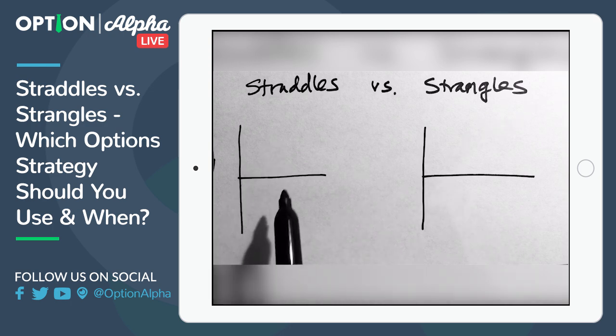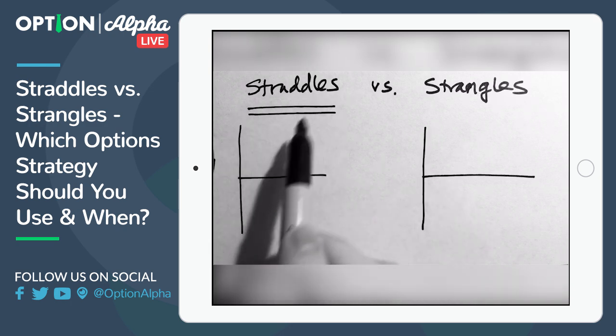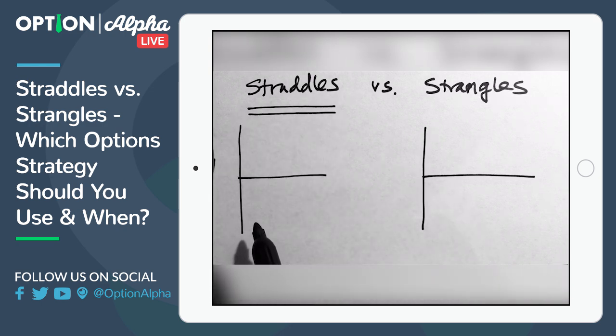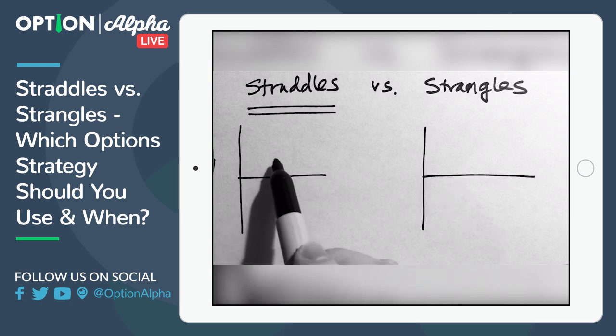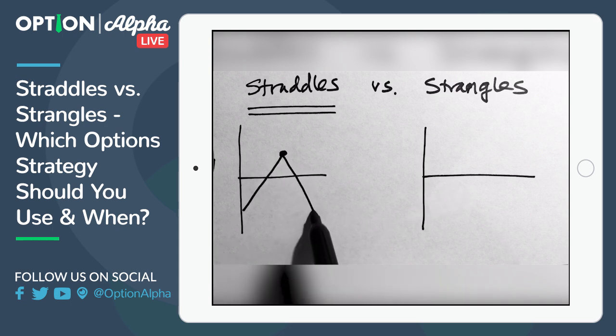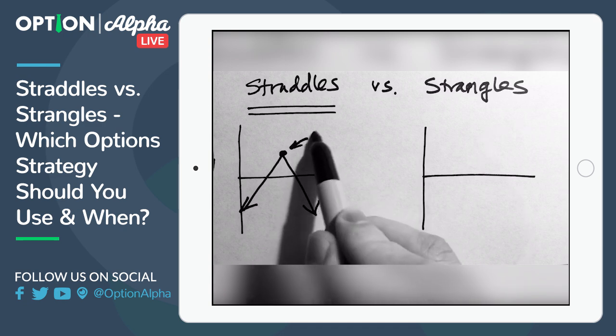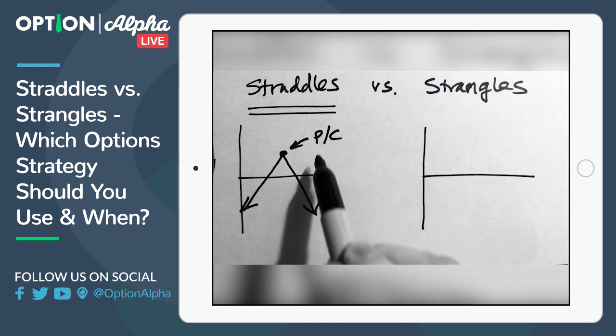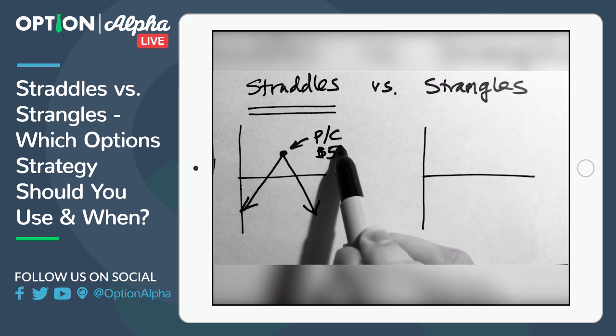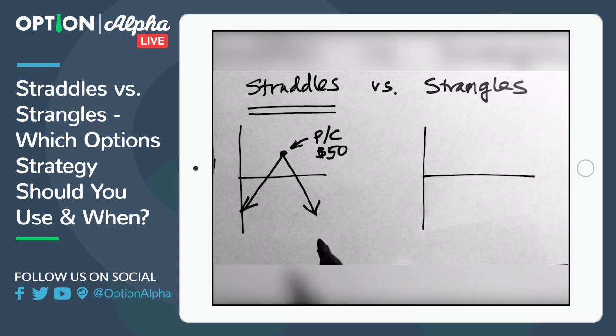So what we want to do first is talk about straddles. Straddles are probably one of the simpler option strategies to understand because it's basically just selling an at-the-money call and an at-the-money put. So your payoff diagram looks like this. If you're going to do a short straddle, you would sell the same strike put and call. In this case, you would sell the 50 strike put and the 50 strike call.